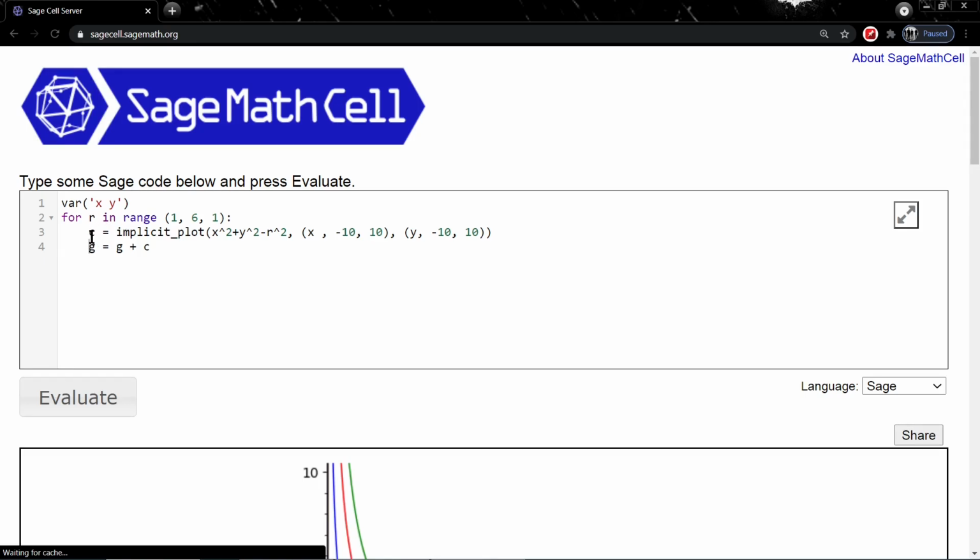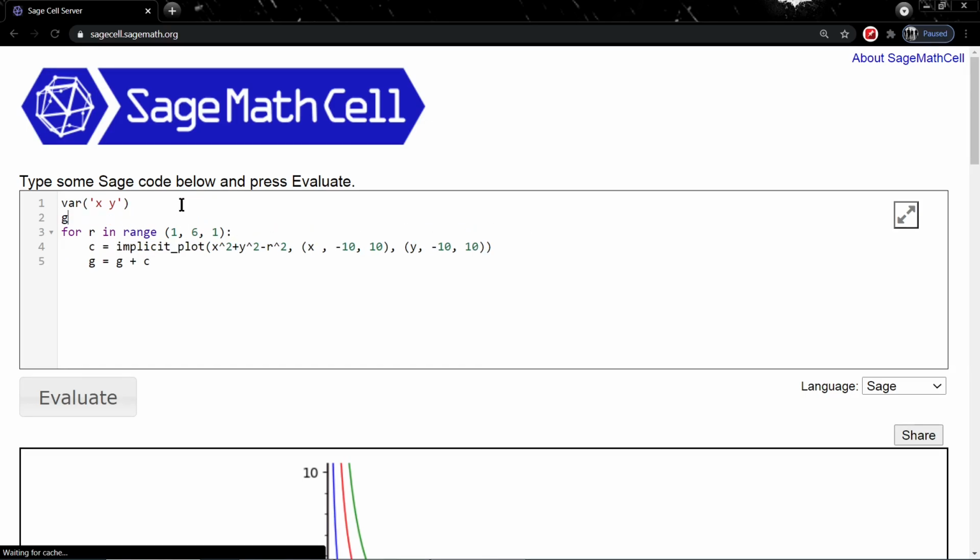In the next loop, again there is a new value of C for a new value of r, and that gets saved also in the g, and in this way the g variable holds all the plots of the circle for all values of r.